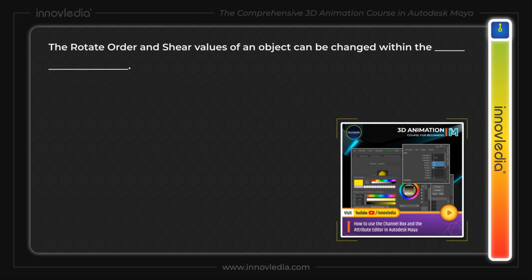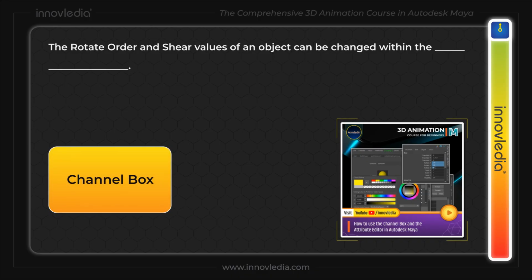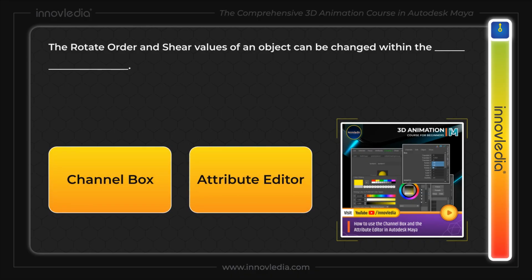The rotate order and shear values of an object can be changed within the dash. The options are channel box, attribute editor. Your time starts now. And the correct answer is attribute editor.